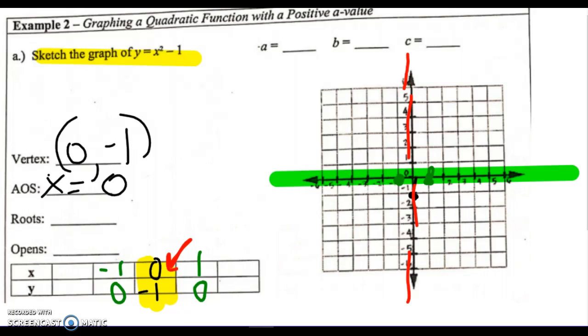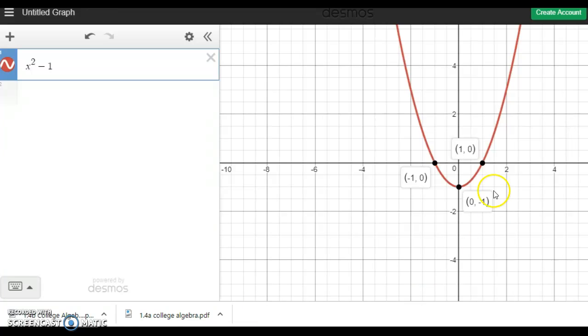Now I want 5 points, so I'm just going to do one more over. I should be able to go over to 2. Quick thought, I could just plug in 2 right here. 2 squared is 4, minus 1 is 3. So if I put a 2 in, I should get a 3. Let's check and see if that's what the graph says.